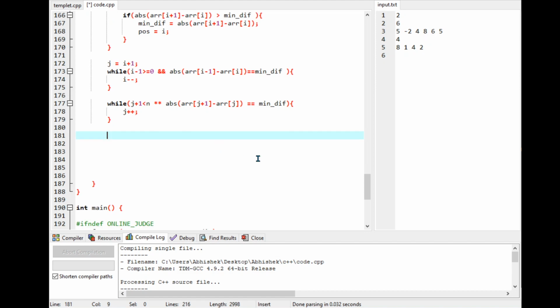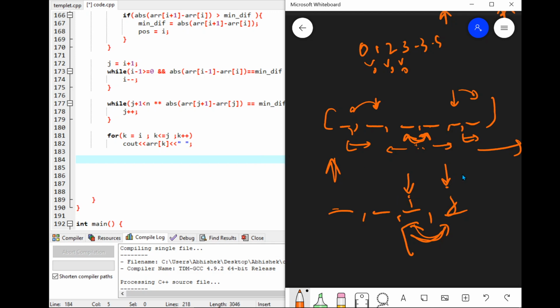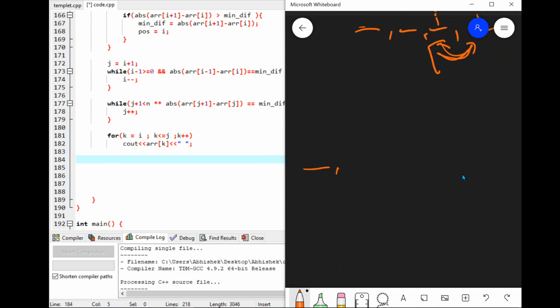So now we have reached some end. So we will be printing first these elements: for k equals i, k less than or equal to j, k plus plus, cout array of k. Array element at k we have printed. So now we have to grow in both directions by taking the minimum first. So suppose now we are somewhere here. Now we have to grow to both sides. First we have to go to the side which is closer.